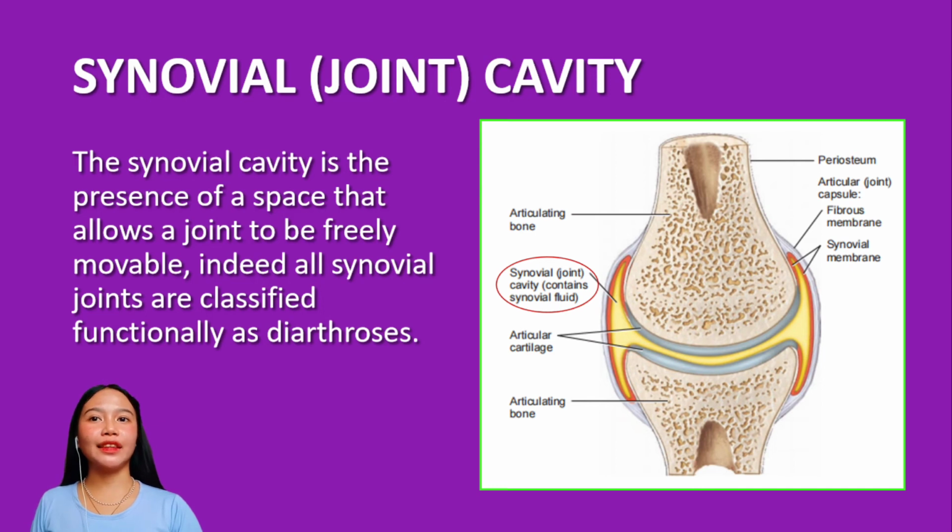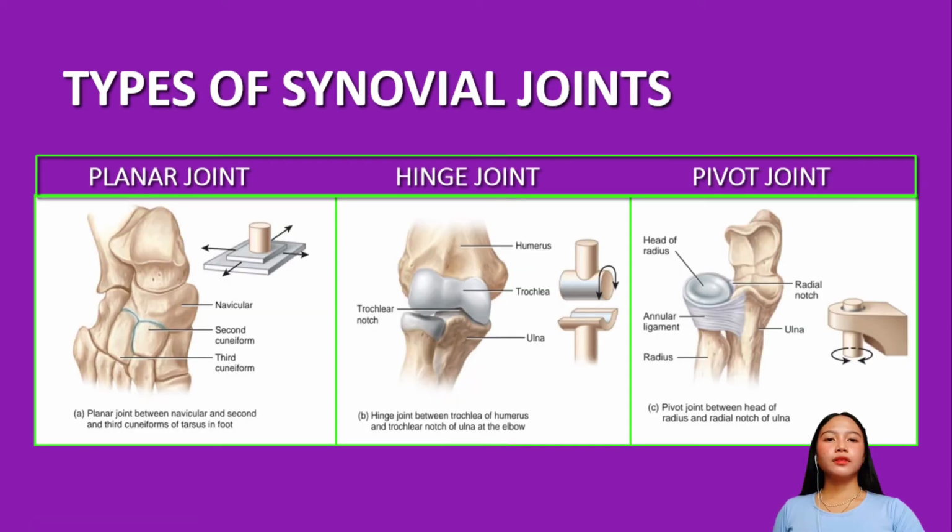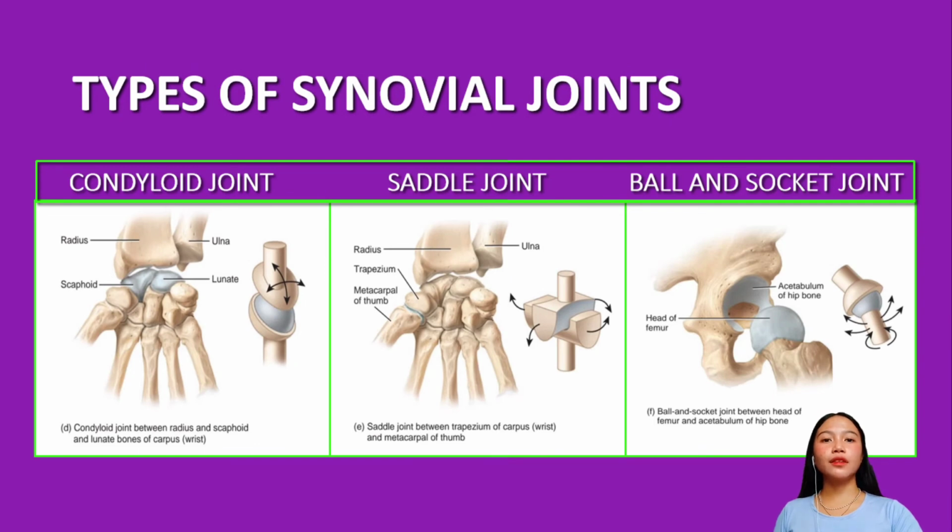Synovial or joint cavity. The synovial cavity is the presence of a space that allows a joint to be freely movable. Indeed, all synovial joints are classified functionally as diarthrosis. So synovial joints are freely movable joints. So here are the types of synovial joints: the planar joint, hinge joint, pivot joint, condyloid joint, saddle joint, and ball and socket joint.